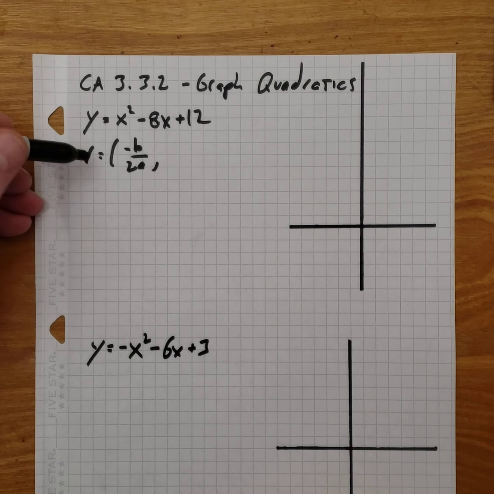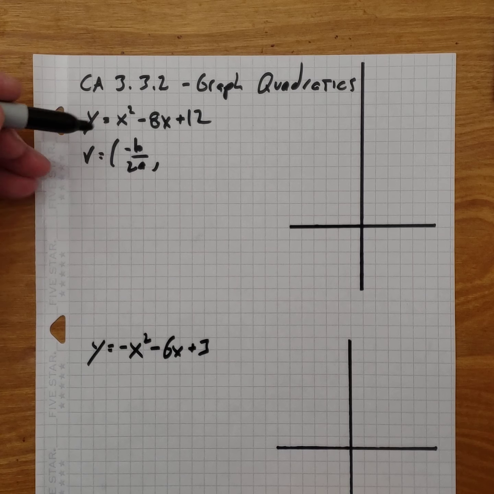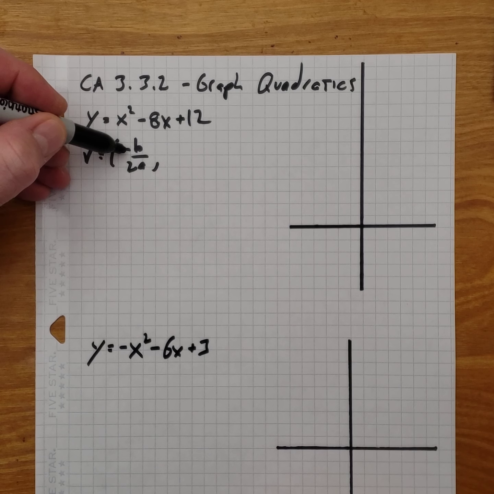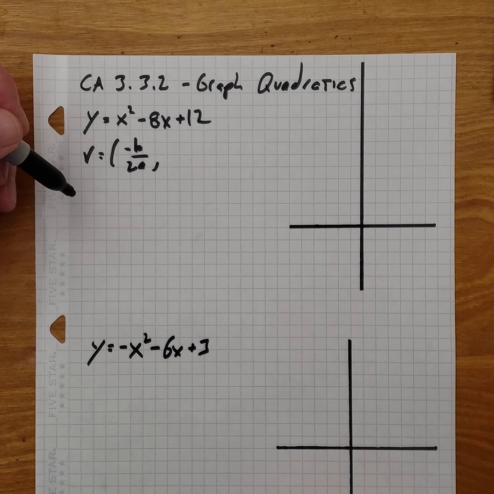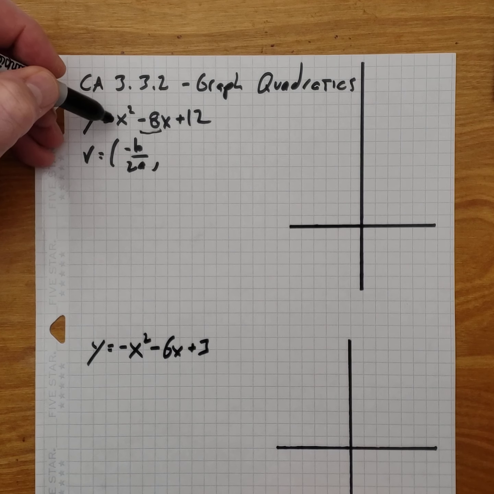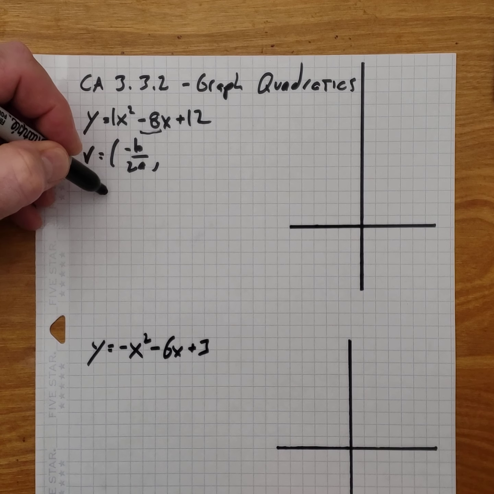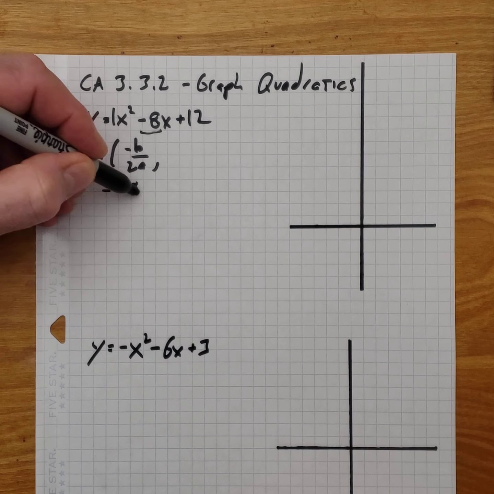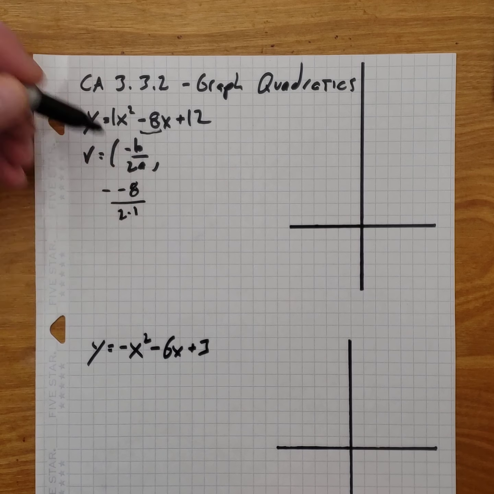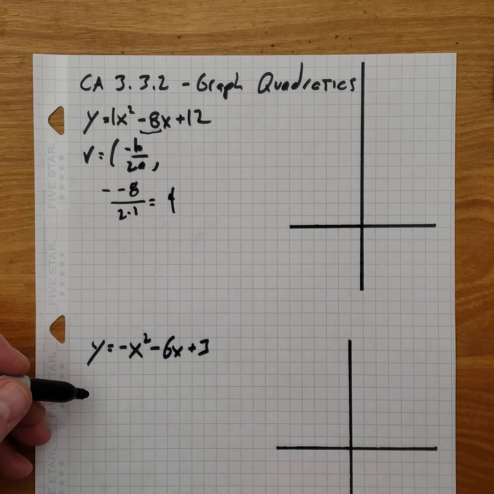V, the vertex, equals: the x-coordinate is negative b over 2a, and we'll worry about the y-coordinate later. The b and the a are the same as the ones we use in the quadratic formula. So b here is going to be negative 8, and a is going to be the one that we don't have written there. So negative of b, which is negative 8, over 2 times 1 is 4. That's the x-coordinate of our vertex.